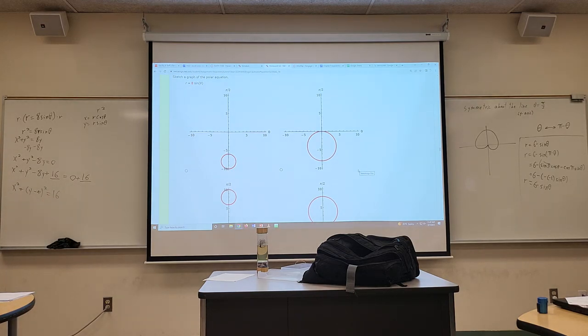So, what are the characteristics of that circle? A circle only has two properties, center and radius. What are they? Radius is 4. Radius is 4, that's it. Where's the center? 4 units down. 0, 4.